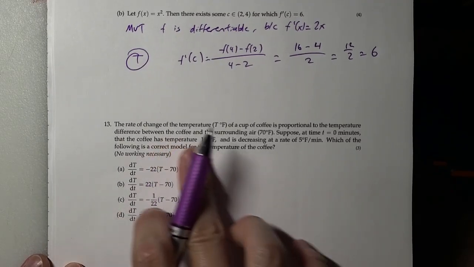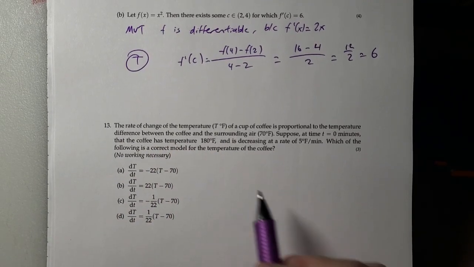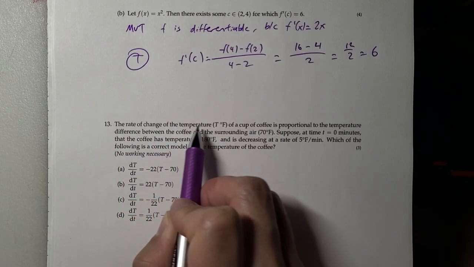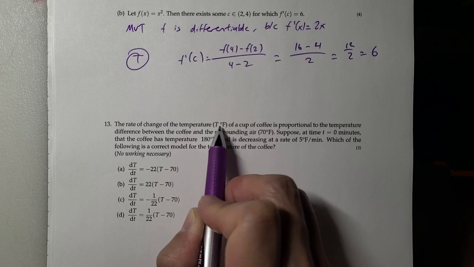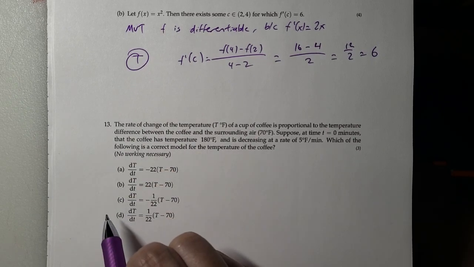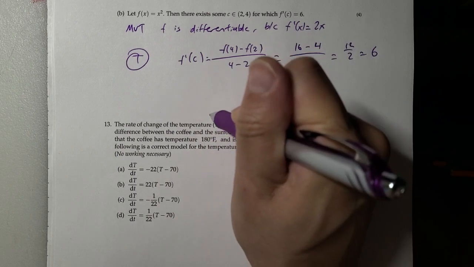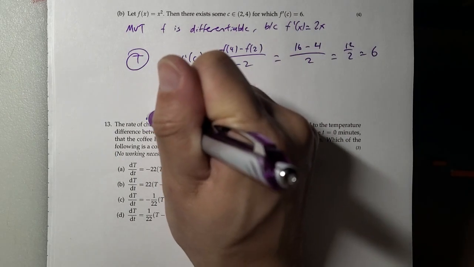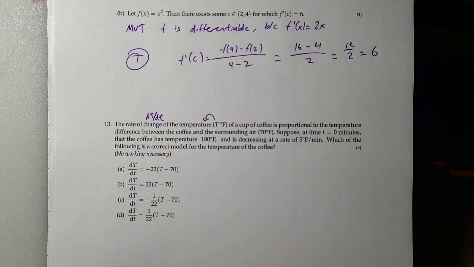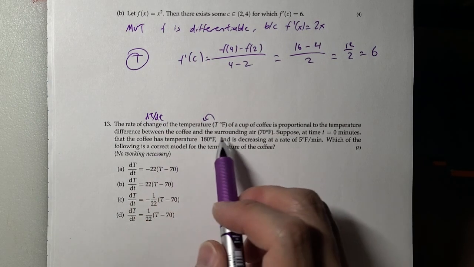This is another bad question. I got so confused by the first few words here: the rate of change of the temperature, T. You would think, because they wrote it like this, that they're saying T is the rate of change of the temperature. No, they're saying T is the temperature. The rate of change of the temperature is the derivative with respect to time. That's the confusing part here.